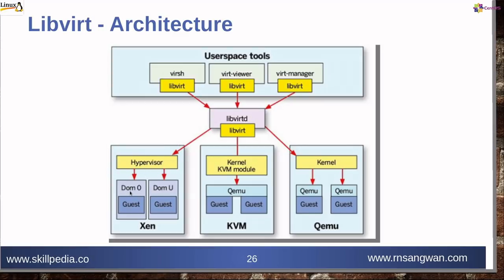Domain 0 is your hypervisor, domain U is the guest machine. So hypervisor is basically domain 0, and the virtual machine or the guest machine is domain U. Whether you are using Xen or KVM or QEMU, all interact with libvirt. So the underlying library, underlying daemon process is libvirtd, and then the user space tools. These tools use libvirt to make API calls to the daemon process and to manage the processes in the kernel.